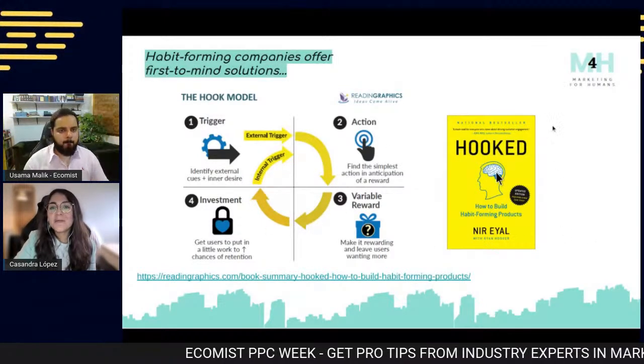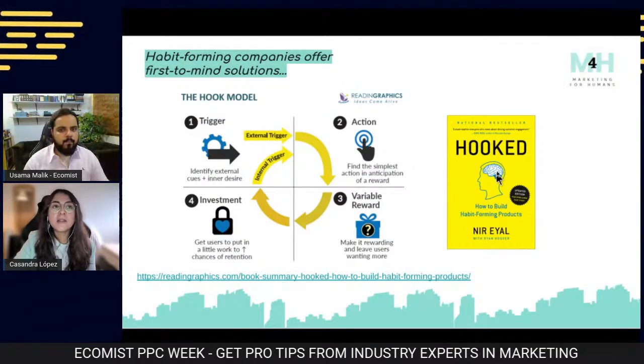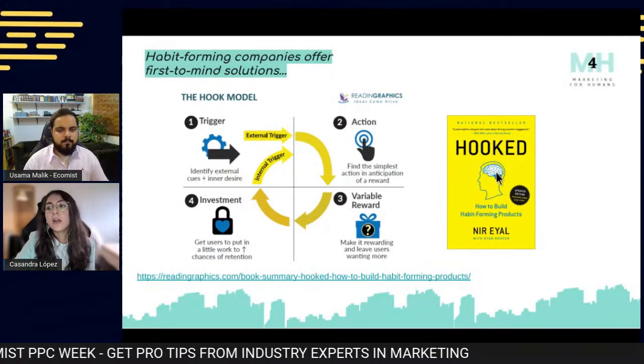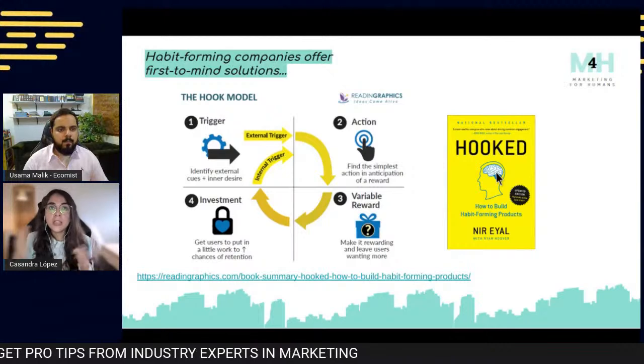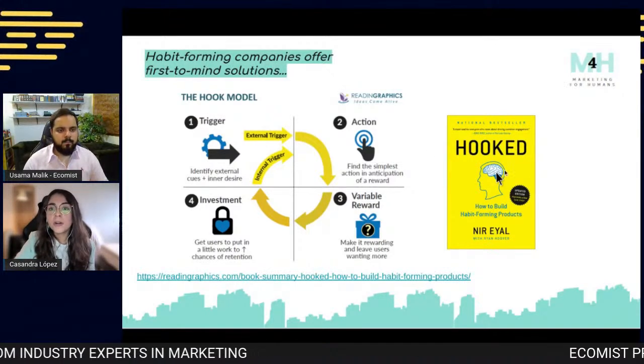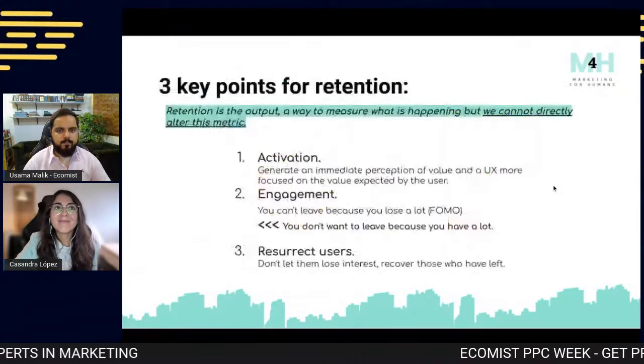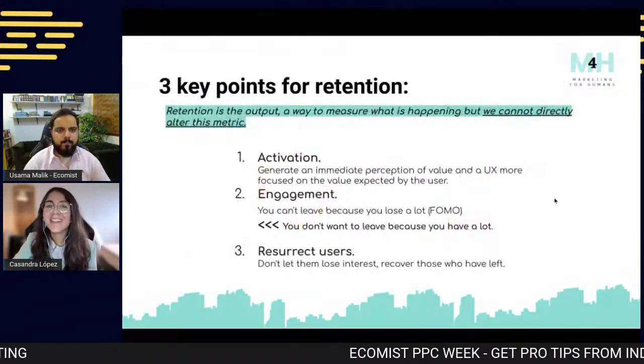So I would really recommend this book. It's super nice and it's super easy. Even if you are a marketing expert or you are in the basics, this is super nice to read. So all right, just a nice recommendation.